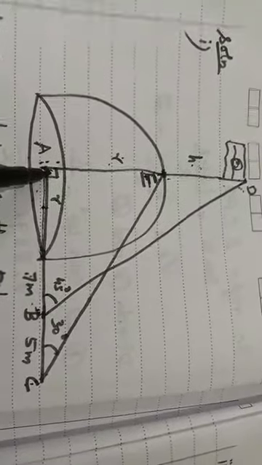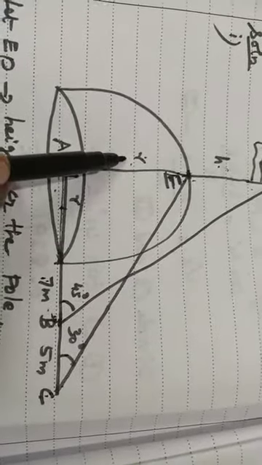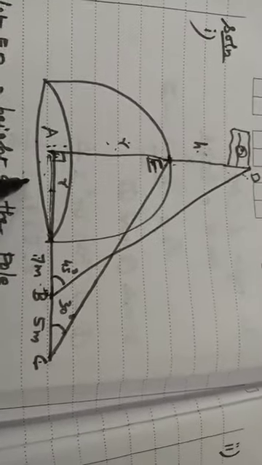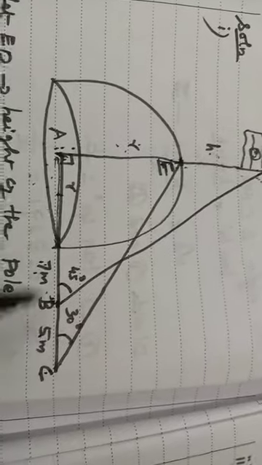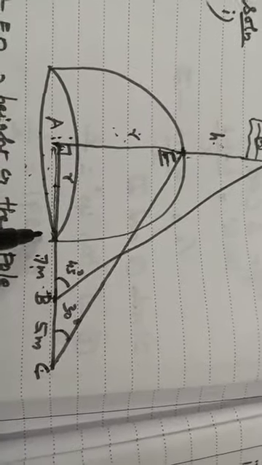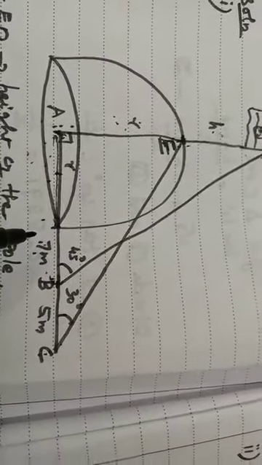CAE, right triangle. What is the angle of elevation? 30 degrees. This opposite side we have to find out. Adjacent value is there, 7 plus 5 we have. This R we have to find out. So only the opposite and adjacent sides we need to use. The hypotenuse is not necessary, so better we can use the tan ratio.